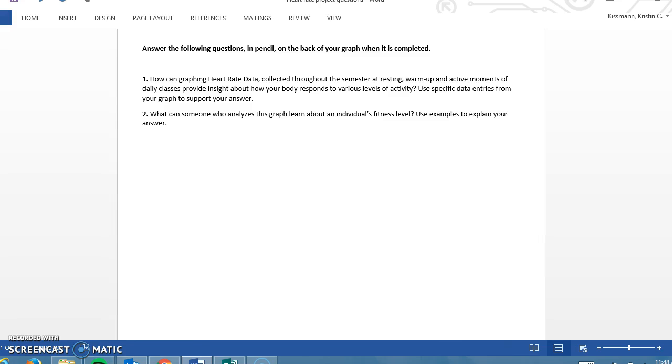Please do not answer them in marker because they might bleed through to the front of the graph, messing up the work that you have done there. Answer the questions in complete sentences and be sure that your answers are thorough. You will be turning in your heart rate chart and your graph paper once the project is complete.